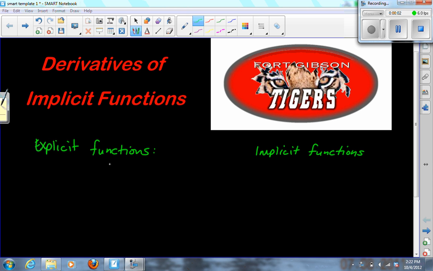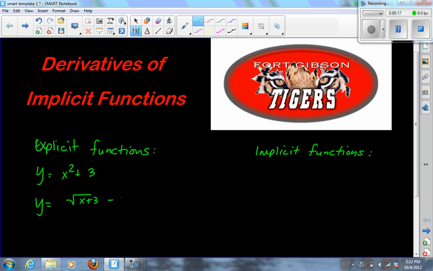This video is going to be about the difference between an explicit function and an implicit function. Explicit ones are ones that you're probably familiar with, like y equals x squared plus 3, or y equals the square root of x plus 3 minus 9, or something like that. Anything that has y equals everything else that doesn't have a y in it.